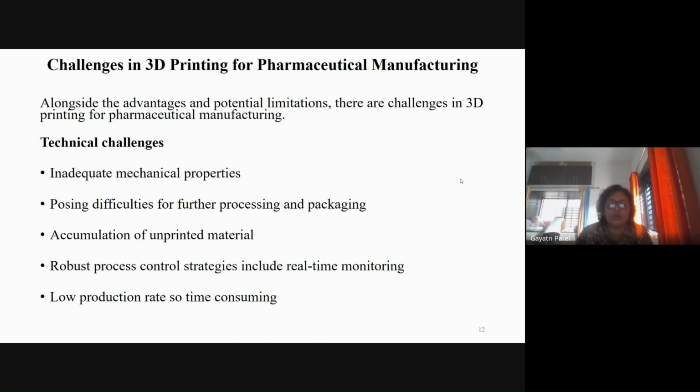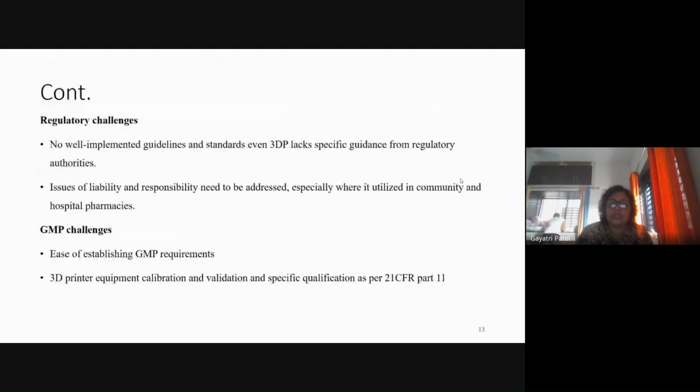As I told you earlier, it is inadequate mechanical properties, because we do not have a great range of biocompatible, biodegradable filaments, so we always need to compare the mechanical properties. There are difficulties in further processing and packaging, accumulation of unprinted materials, and robust process control strategies are required. And the production rate is low, so it is very time consuming. Advanced 3D printers are available, but I have not seen one that claims to be for pharmaceutical and healthcare device production. So these are the technical challenges.